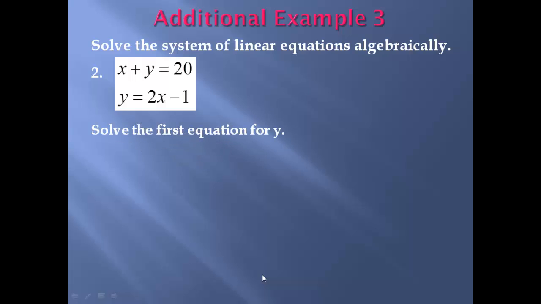The first thing we're going to do is solve the first equation for y. When we solve the first equation for y, we're going to be subtracting x from both sides. When we do this, we get y equals negative x plus 20. We also could have put that y equals 20 minus x. That's the same thing.